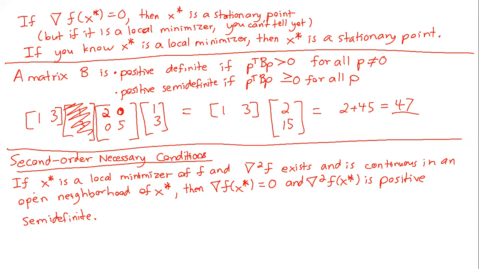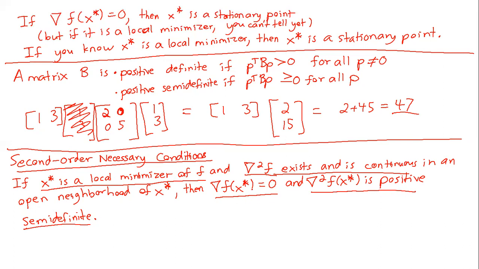So this is again necessary. The assumption is that x star is a local minimizer of f. And we're assuming not just continuous differentiability, but something stronger: that the second derivative matrix, called the Hessian, exists and is continuous with respect to the decision variables in an open neighborhood of x star. Then not only does x star need to be a stationary point, but also the Hessian has to be positive semi-definite. So these are things that must hold at a local minimizer.